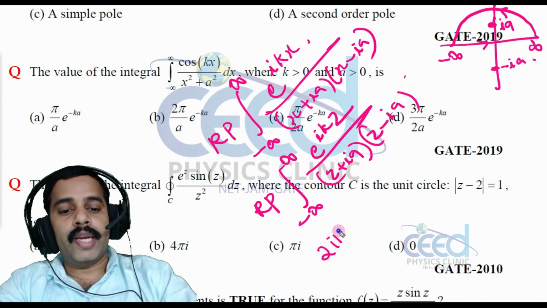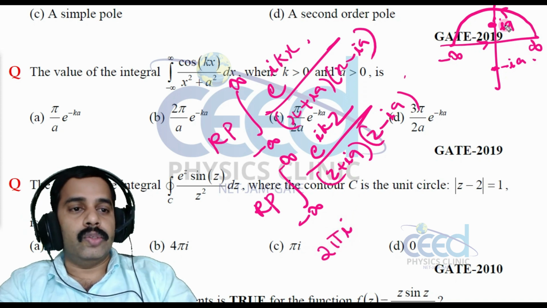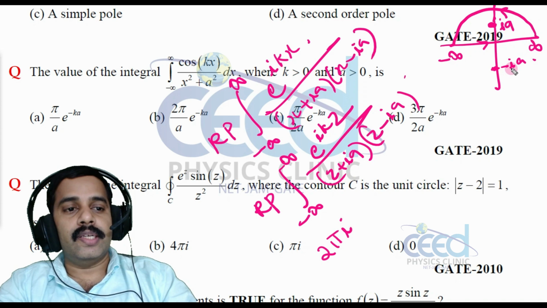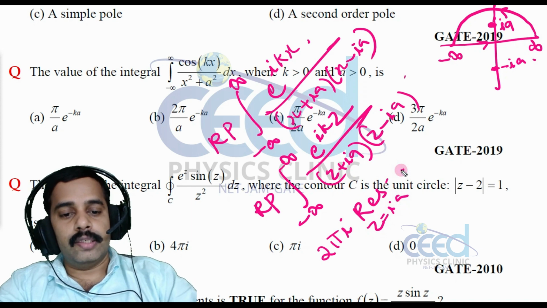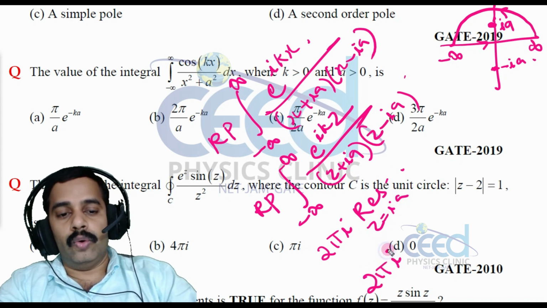That is 2 pi i into, what is our residue? Residue at our pole ia, because ia is inside this contour and minus ia is outside this contour. So residue at z is equal to ia. So that is 2 pi i into, it is a single simple pole.